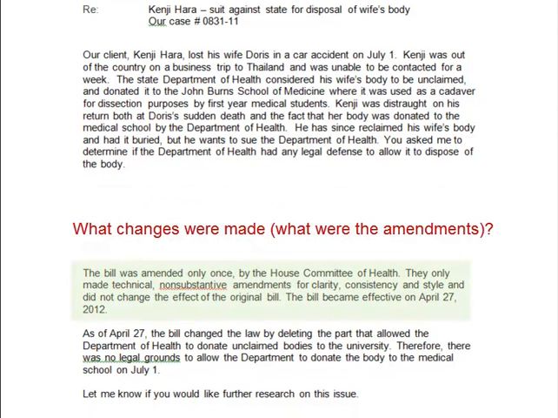So after that, we have another paragraph. In the next paragraph, you proceed chronologically. You have just told your boss what the bill originally said, and now you're going to talk about any amendments or changes that have been made to the bill. In this case, there is only one amendment by the House Committee of Health, and they only made technical, non-substantive amendments. So there is no big change that needs to be discussed.